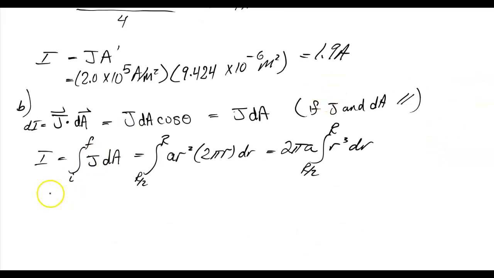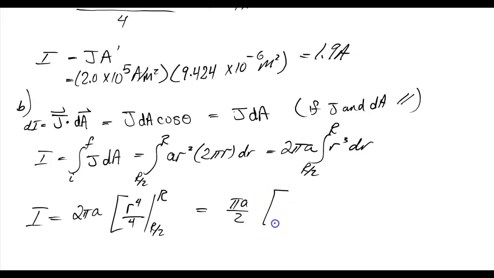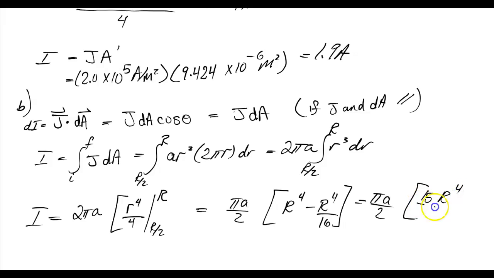And so we can do that. This is 2 pi times A. If we integrate r cubed, we get r to the 4th over 4 between R over 2 and R. And we can simplify this by saying this is pi A over 2 times R to the 4th minus R to the 4th over 16, which is the same as pi A over 2 times 15 R to the 4th over 16.